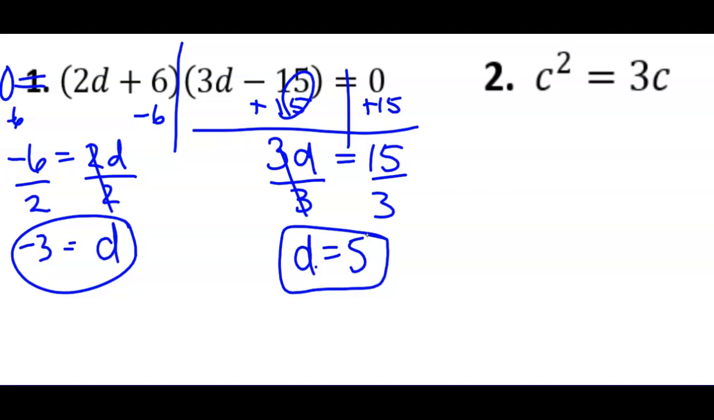Well, because we can make it equal to 0, right? We can move this over to this side, or this over to this side, but we're going to move this over to this side because we like to have our 0 in the back. And we're going to do that by subtracting 3c from both sides of my equal sign. Can I combine these? Are they like terms? No. So I get c squared minus 3c equals 0.